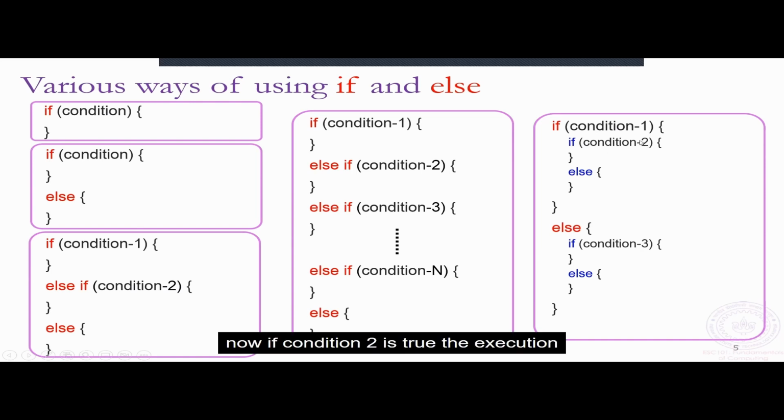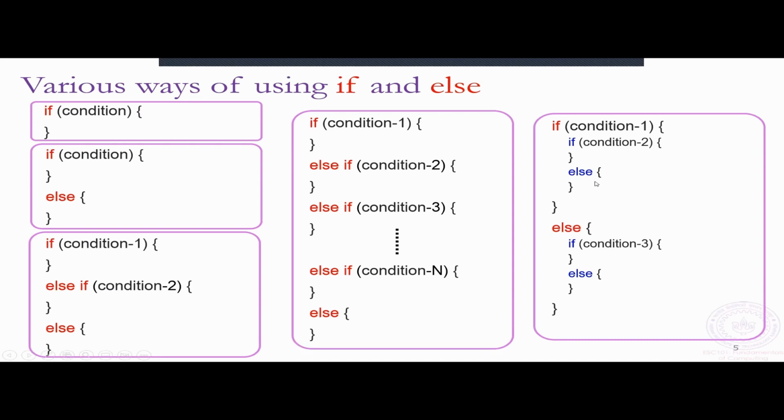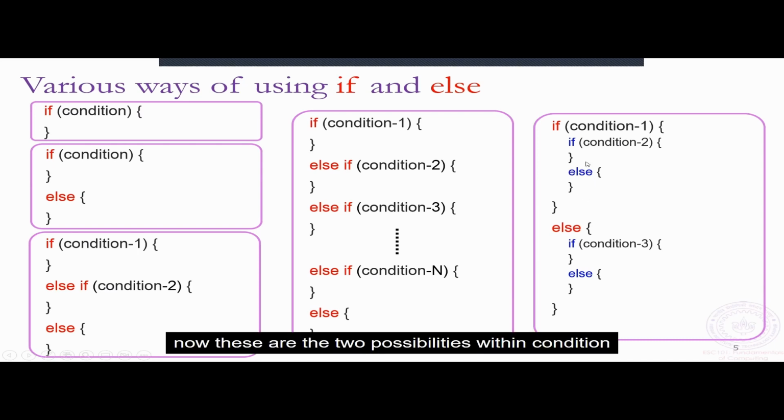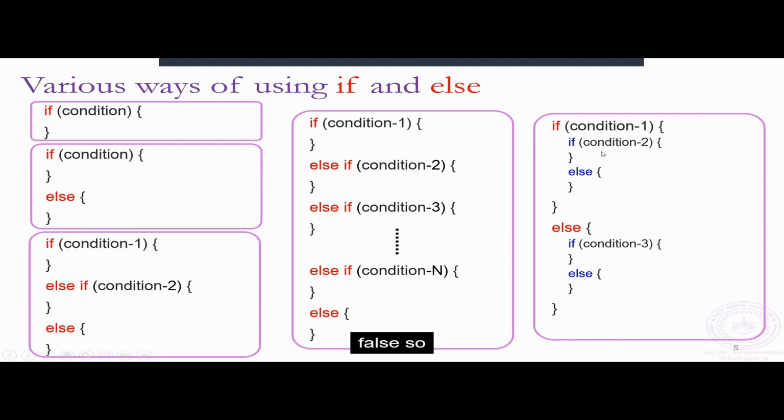Now if condition 2 is true, the execution of the code enters this small brace here, and whatever is in this brace is executed. Otherwise, whatever is in this else brace is executed. So if condition 1 is true and condition 2 is false, then whatever is inside this else brace is executed. Now, these are the two possibilities within condition 1. Either condition 2 is true or it's false, so one of these two blocks would execute.